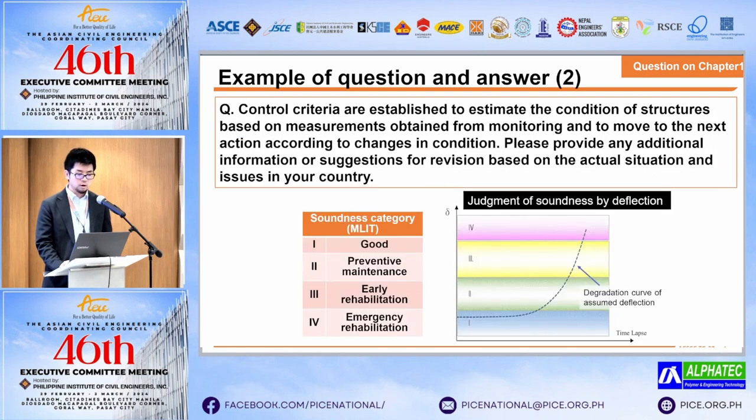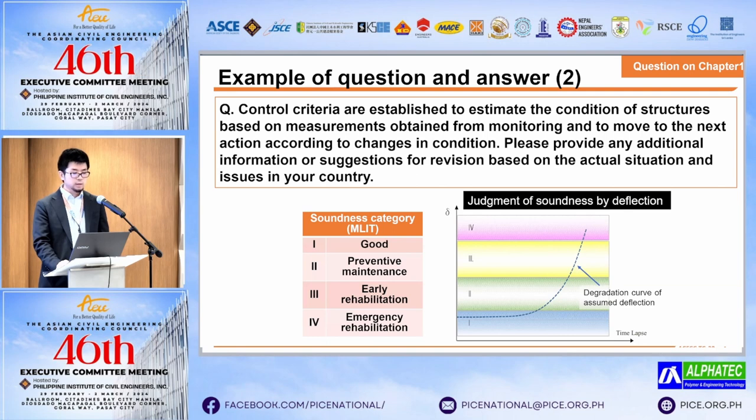I'd like to introduce one other question, about the control criteria. Here you can see the figure on the right showing the deflection of the superstructure of a bridge. If the soundness of the superstructure gets worse, the deflection could increase. The control criteria are important, but it is difficult to know when we need to go to the next action. It is important to know the control criteria.